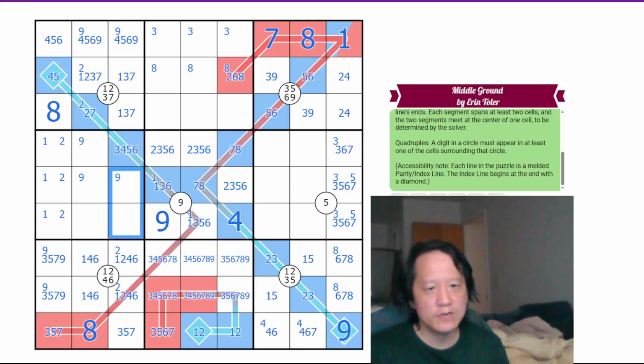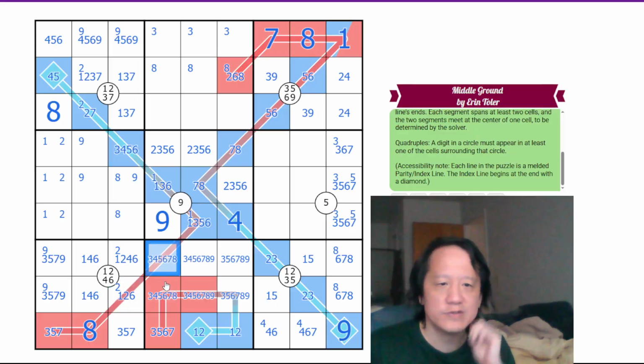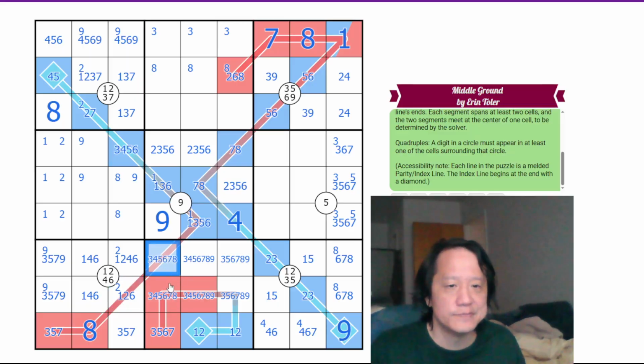So, we know this has to be on the index line. And we could still have parity line there, though. So this cannot... it could be 8, technically, still.